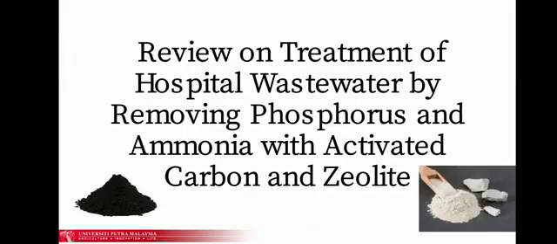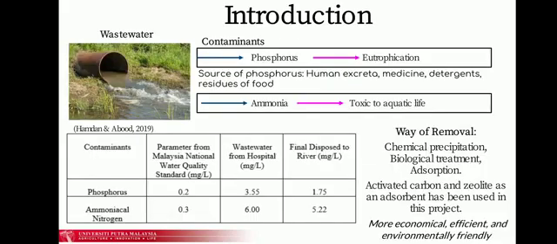Today I'm going to present a review on treatment of hospital wastewater by removing phosphorus and ammonia with activated carbon and zeolite. Wastewater from hospitals contains high concentrations of phosphorus and ammonia, which come from patient excreta, medicine, detergent, or residue of food. These contaminants will cause eutrophication and are also toxic to aquatic life.